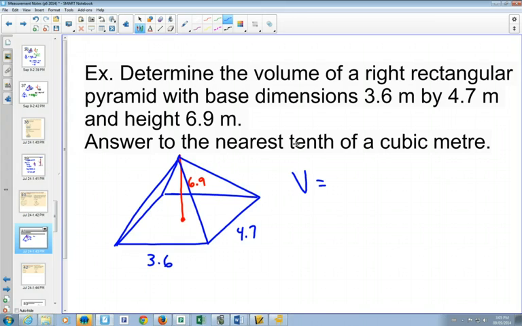It would be if you went halfway between the 3.6 points, like the 1.8, and drew a line across this way, and you went halfway between the 4 and the 4.7, which would be 2.35, and drew a line straight across that way. That's where that center would be.